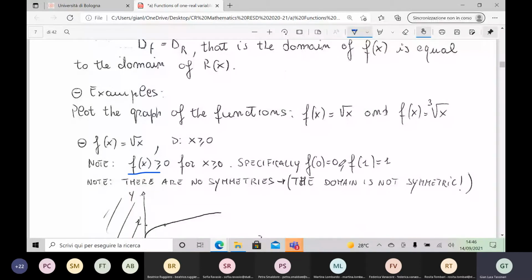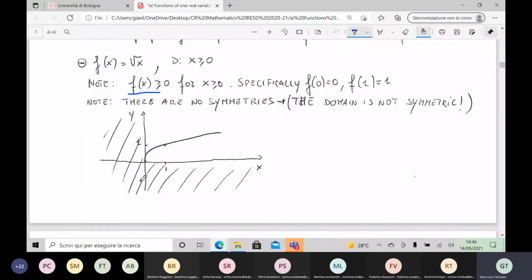Then another important point, and I'll tell you later why it's important, is the point 1, because the square root of 1 is 1. So think with me. I told you that the domain is x greater or equal than 0. This means that the first thing you can do, since here the x's are negative and x must be greater or equal than 0, is immediately, after having done the domain, cancel this part.